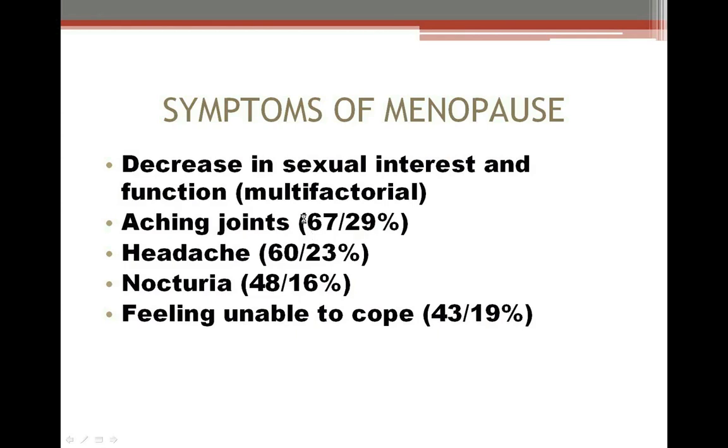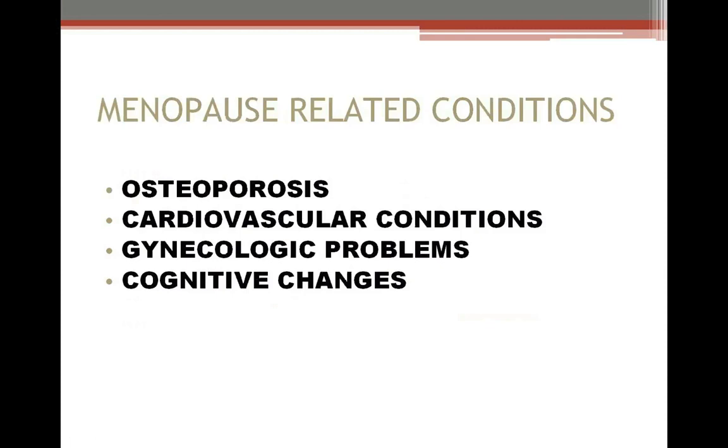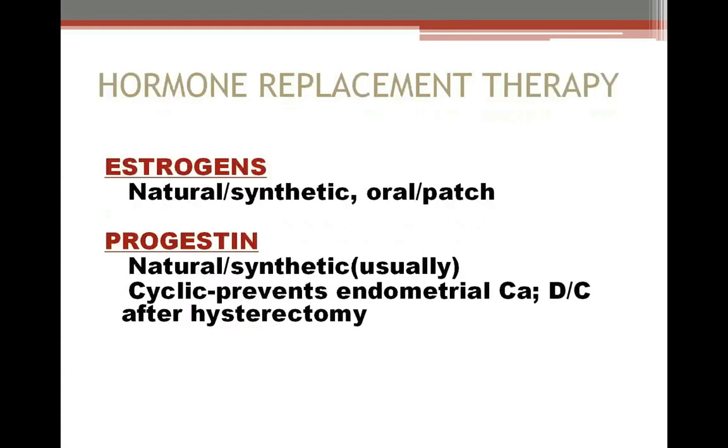And these statistics here: the first statistic is the number of women reporting them. This finding and the one following that is a number for whom it was truly a problem needing treatment. And there are conditions related to the menopause: osteoporosis, which we'll talk about in more detail, cognitive changes, gynecologic problems, and cardiovascular conditions.